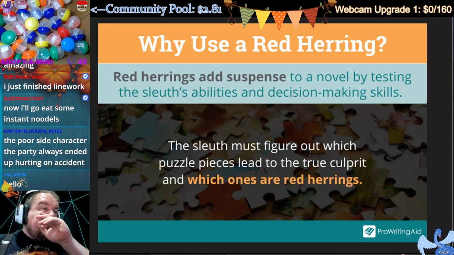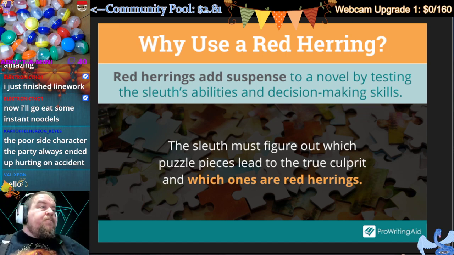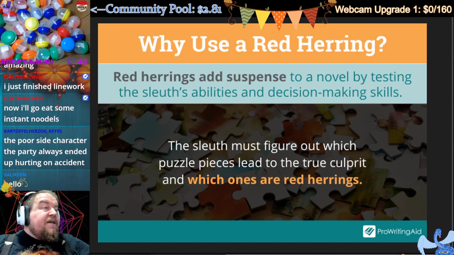Valixion, hey, it's good to see you. Poor side character, the party always ended up hurting on accident. Yeah, says Keys.